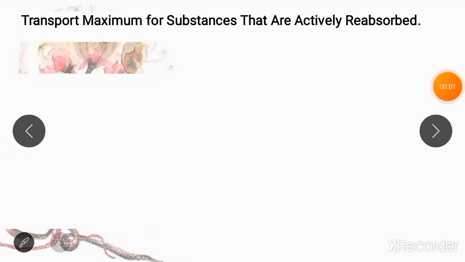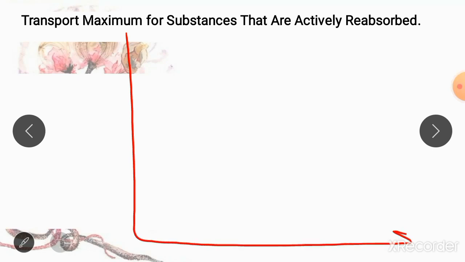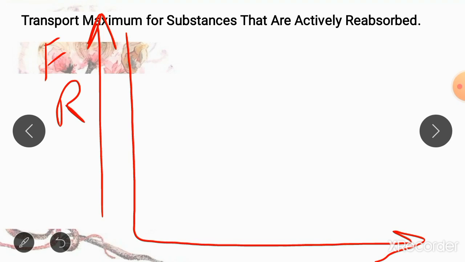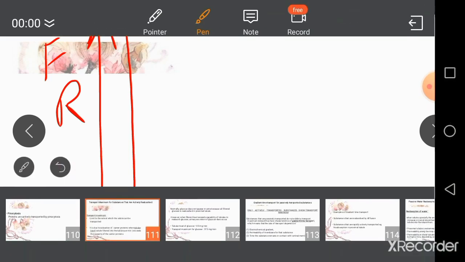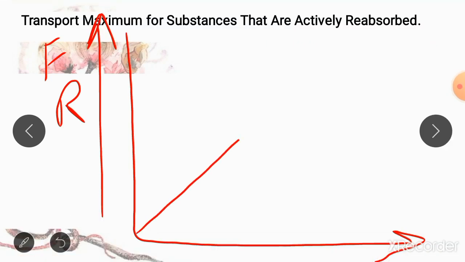So in this graph we have plasma concentration of glucose on the x-axis, and on the y-axis we have the amount of glucose which is being filtered, reabsorbed and excreted. So you know that no matter how high the concentration of glucose is in your plasma, all of it is going to be filtered into your Bowman's capsule. So the graph of filtration is always a steep straight line.